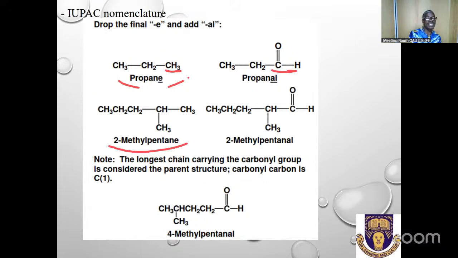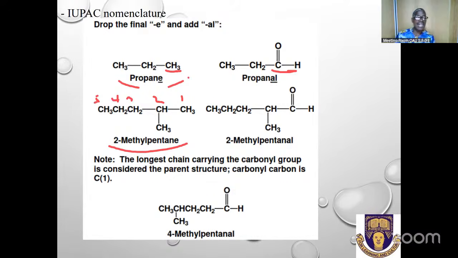Let's look at the second one also. The parent alkane here has 1, 2, 3, 4, 5 carbons. Of course, there are 6 carbons, but the 6th carbon is a substituent on carbon 2. So the name of this alkane is 2-methylpentane.